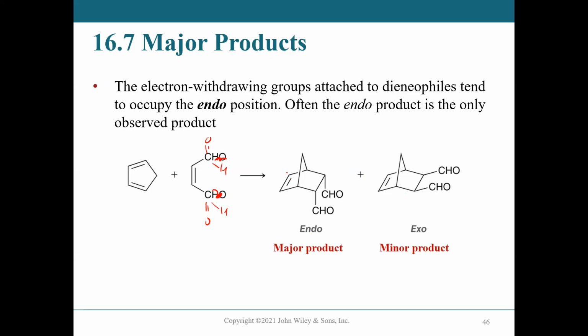So here we have the 2 carbon bridge. Here you just have a 1 carbon bridge. I'll just put a circle around it. So the relationship is to the larger bridge, and so we do get mostly the endo product.